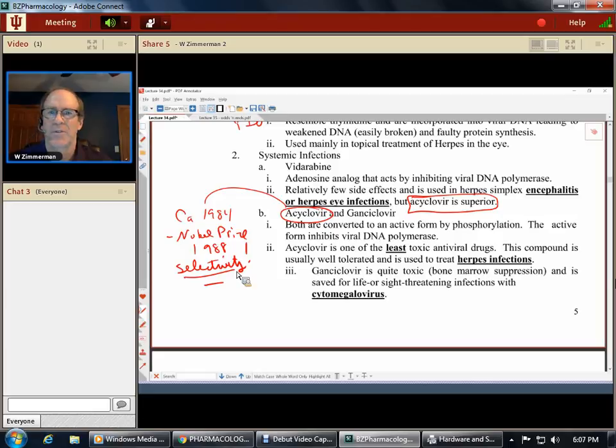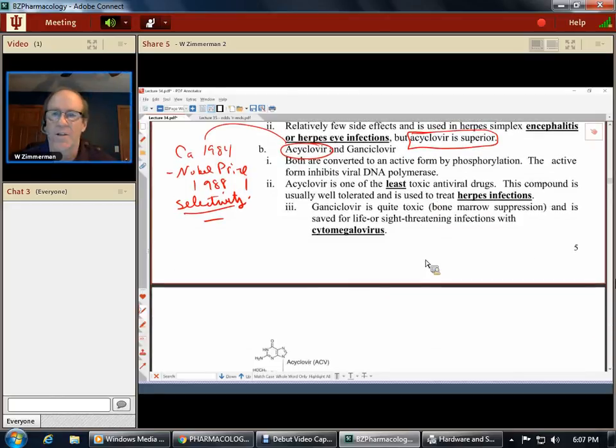Let's see, ganciclovir is a sister drug, and it's toxic. We'll talk about why. But acyclovir and ganciclovir get converted to the active form by phosphorylation. The active form inhibits the viral DNA polymerase. Acyclovir is one of the least toxic drugs. Ganciclovir, though, causes bone marrow suppression. And it's used for cytomegalovirus.